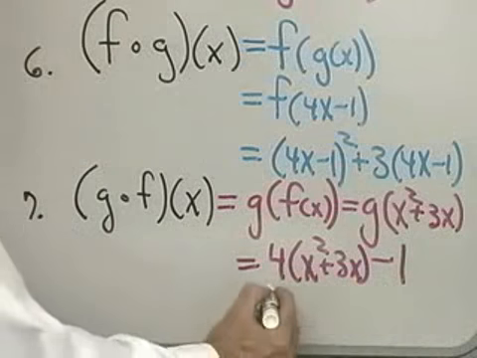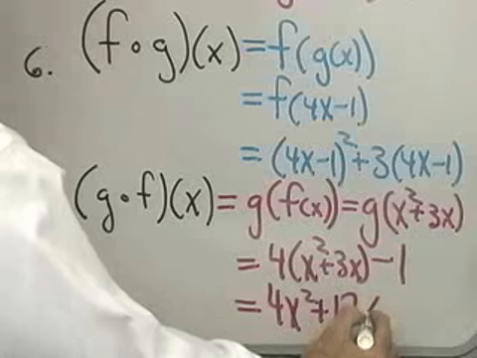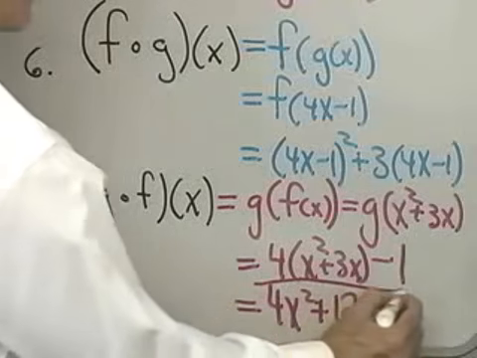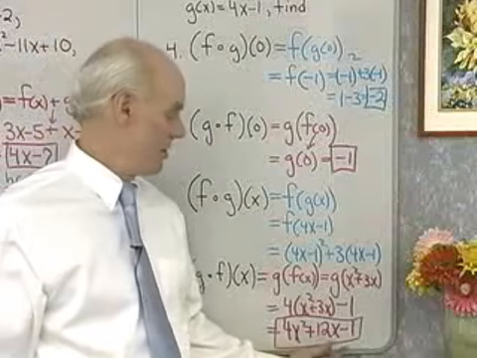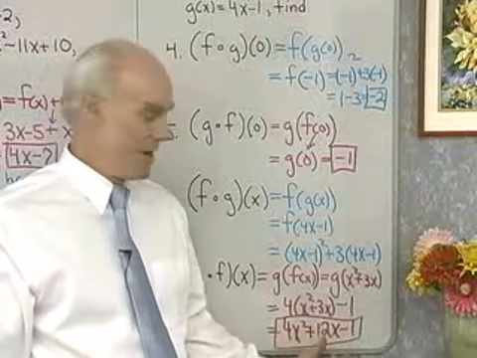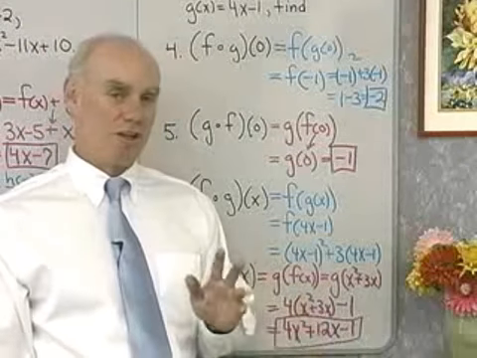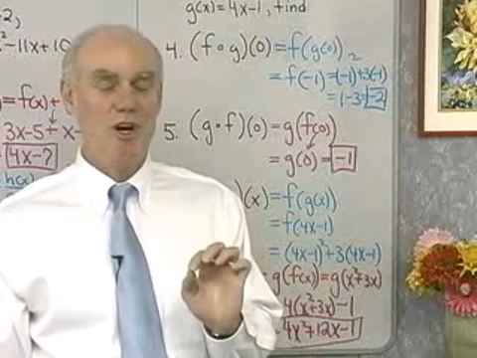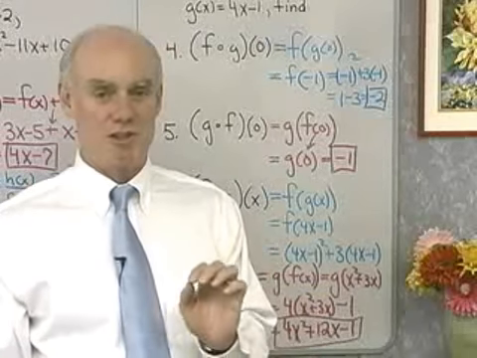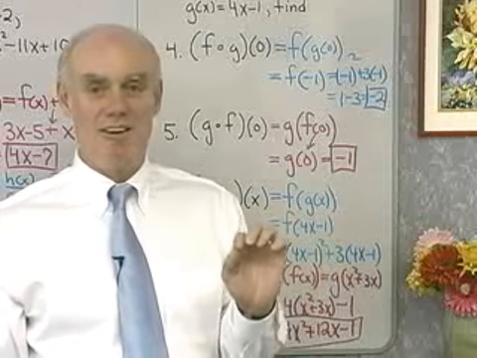So I can finish this one. This will be 4x squared plus 12x minus 1. So there is g composed with f of x. So the composition of g composed with f of x turns out to be this new function right here. So composition of functions is a little different. It's not addition, not subtraction, not multiplication, not division. It's a new rule for how we combine functions under composition. G composed with f of x is g of f of x.